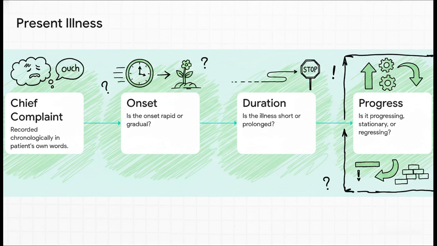Step 2, determine the onset. Did this happen rapidly or was it gradual? Step 3, establish the duration. Has it been short or prolonged? And finally, step 4, evaluate the progress. Is their condition progressing? Is it stationary or is it regressing?